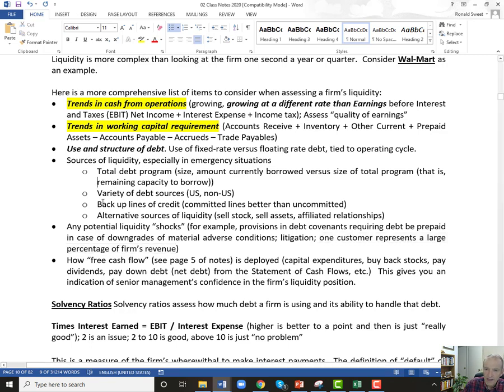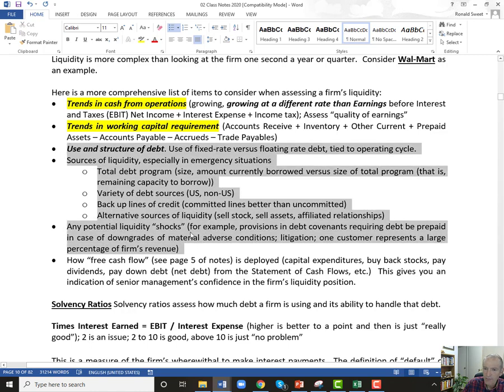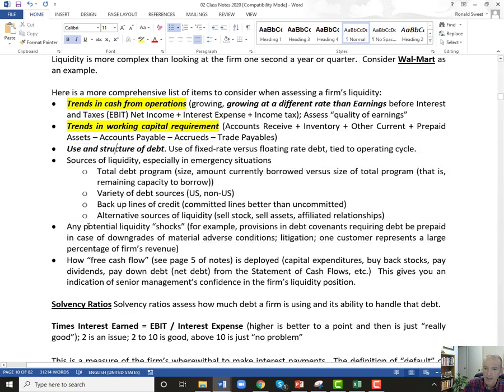So that's one. We're not going to cover that in your first paper, but these are all important. Just because we don't put it in your paper doesn't mean they're not important. You should learn them. The last one is how free cash flow is deployed. We will definitely have that in your paper, and I'll show you how we'll do that.